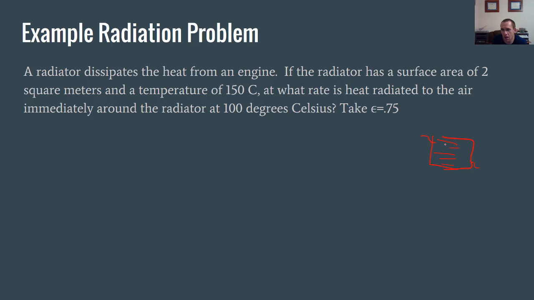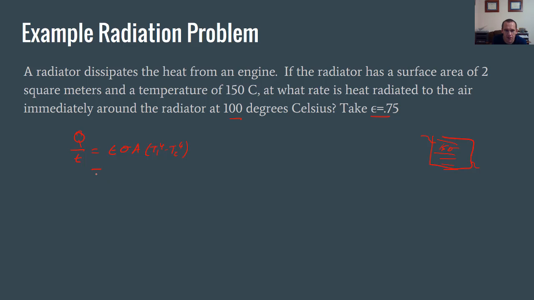So this is 150 degrees. The air immediately around it is going to be fairly warm, so I've got it at 100 degrees. We're taking the emissivity to be 0.75, and the surface area of all the fins in that radiator would be 2 square meters. So at what rate is heat radiated to the air? So we have Q over t is equal to epsilon, sigma, A, area, T1 to the 4th power minus T2 to the 4th power.